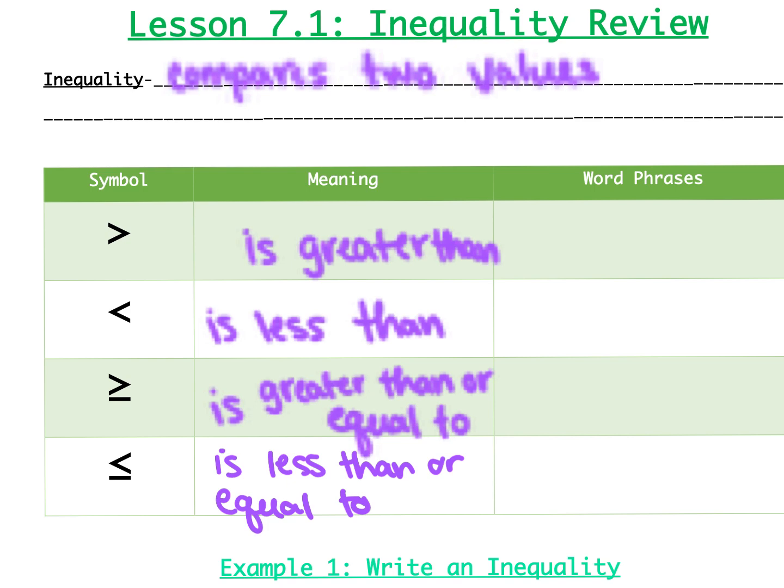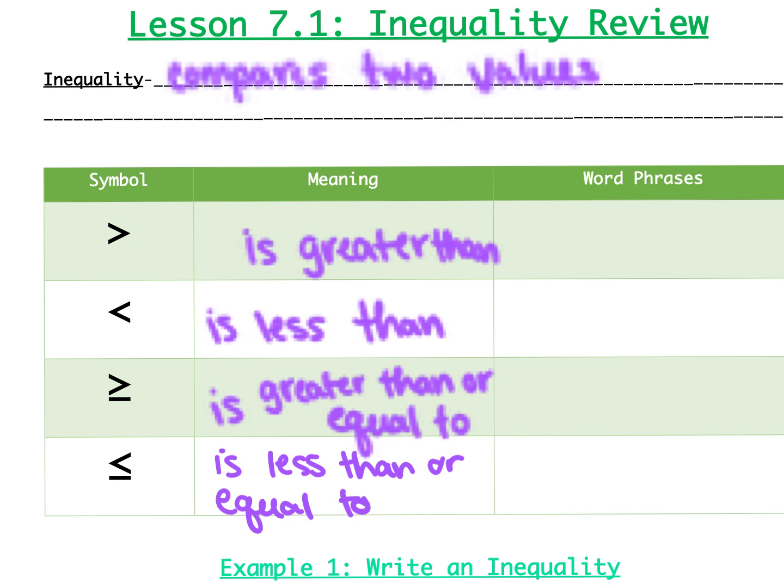So we have our first symbol, an open arrow pointing to the right. And the arrow here is pointing to the left. We have an arrow pointing to the right with a line under it and an arrow pointing to the left with a line under it. The arrow pointing to the right with no line under it is our greater than symbol. The arrow pointing to the left with no line under it is our less than symbol. The arrow pointing to the right with a line under it is our greater than or equal to symbol. That line under there means equal to. And the arrow pointing to the left with the line under it is our less than or equal to.